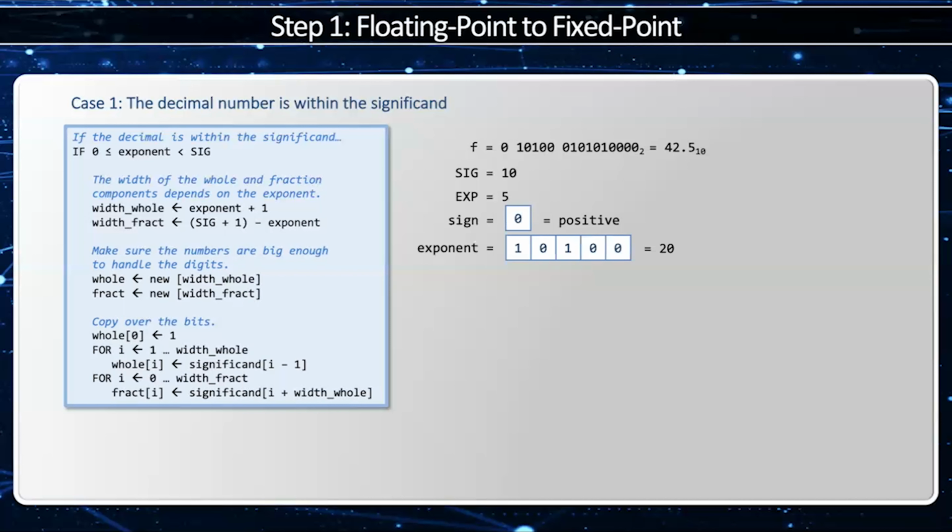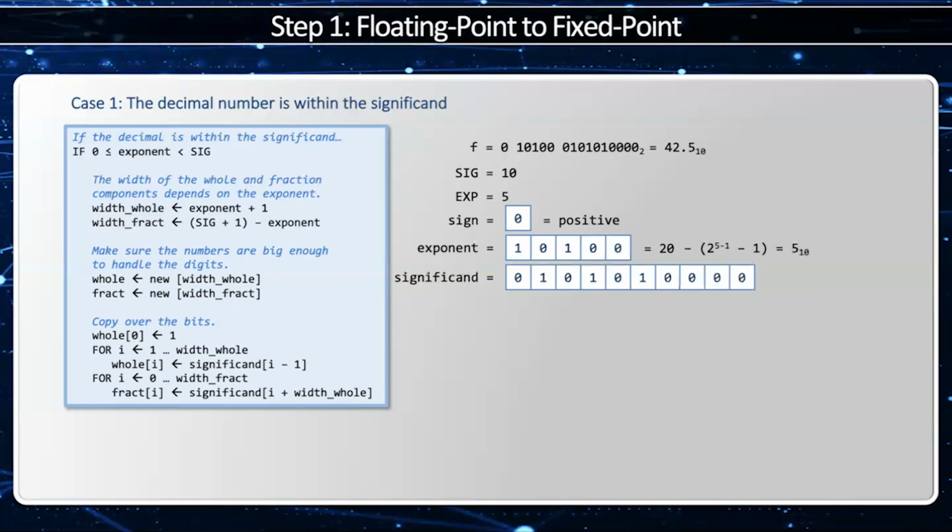But now remember, this is the exponent bias format. So I have to subtract the bias, which is 2 to the 5, which is the bit width, minus 1, which is 2 to the 4, minus 1, well, that's going to be 15. So 20 minus 15 is 5. And that's going to be my exponent. So I'm going to have 2 to the 5.